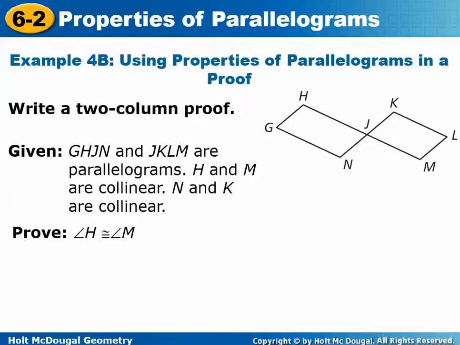Okay, here's another example of a proof. Let's see if we have to do anything else. We are given that GHJN and KJLM are both parallelograms. We know that H and M are collinear. That means they lie in the same line. N and K are also collinear. And we want to prove that angle H, where's angle H? Angle H is congruent to angle M.